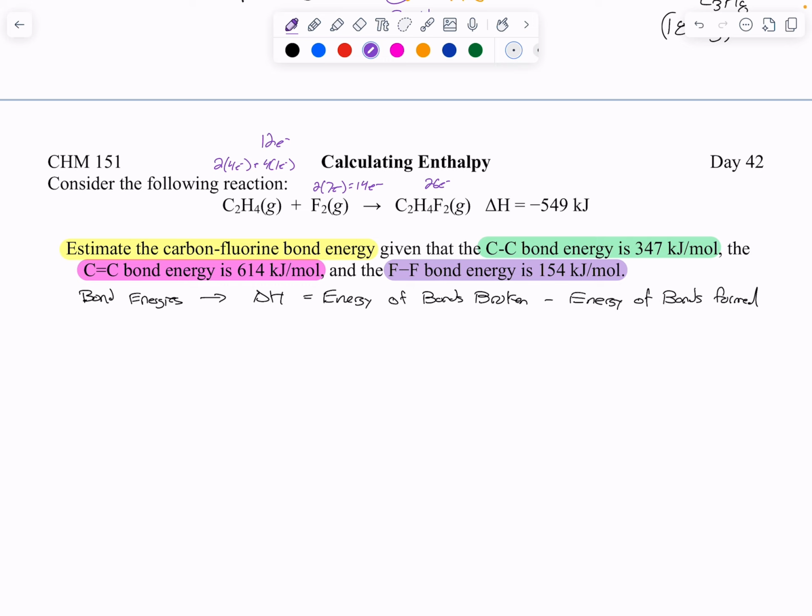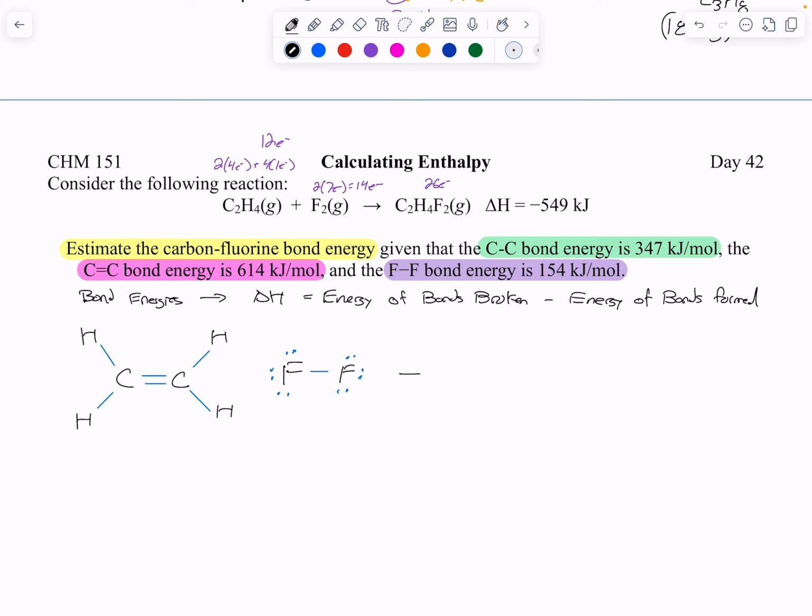All right, so C2H4, I'm thinking carbons are in the middle. H, H, H, H. All right, so let's see here. We use this here. 2, 4, 6, 8, 10, 12. I think that's good. F2, F to F. 2, 4, 6, 8, 10, 12, 14.